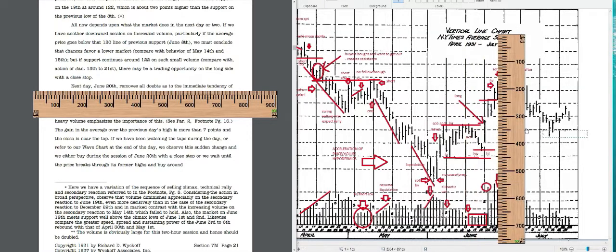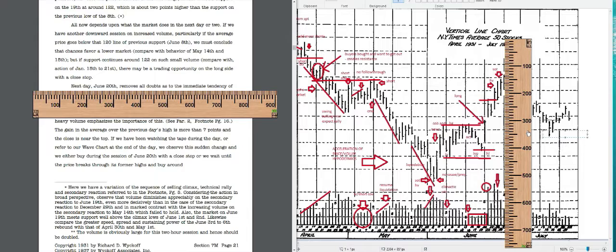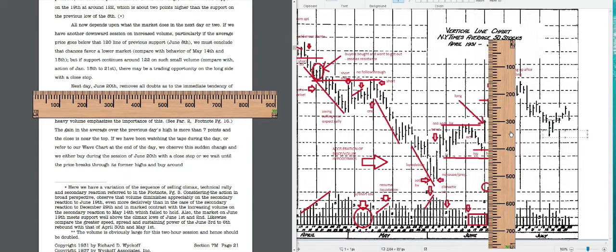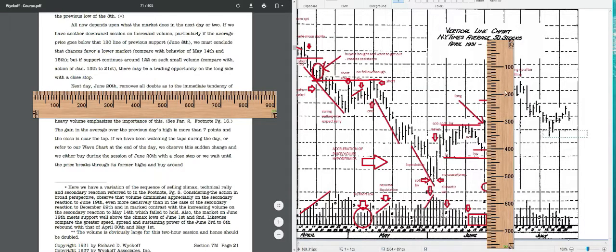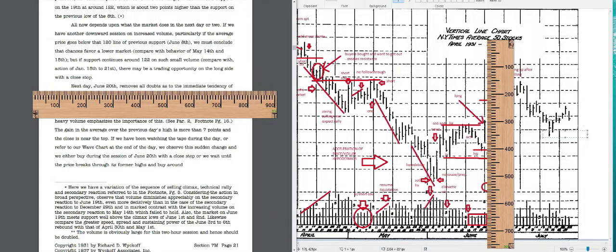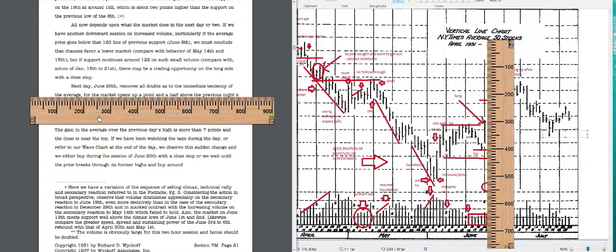So we're going to look at the 20th, which is right about here, and from that go forward. All right, and then cover the downtrend again. So next day, June 20, removes all doubt as to the immediate tendency of the average for the market. Before I go further, look at the immediate tendency, not the tendency of the market or tendency of the average, immediate tendency, which means it can change at any time.